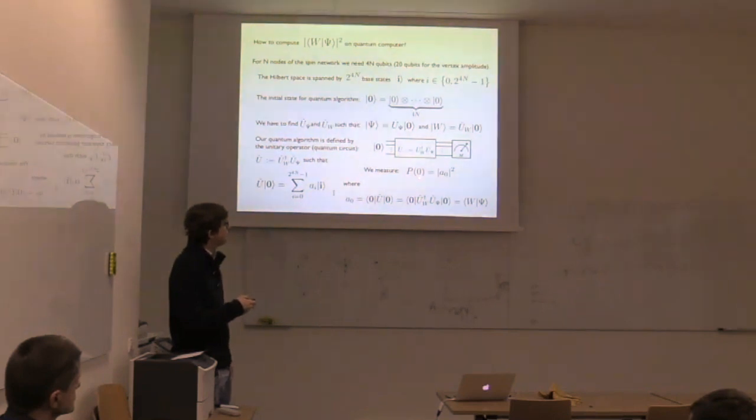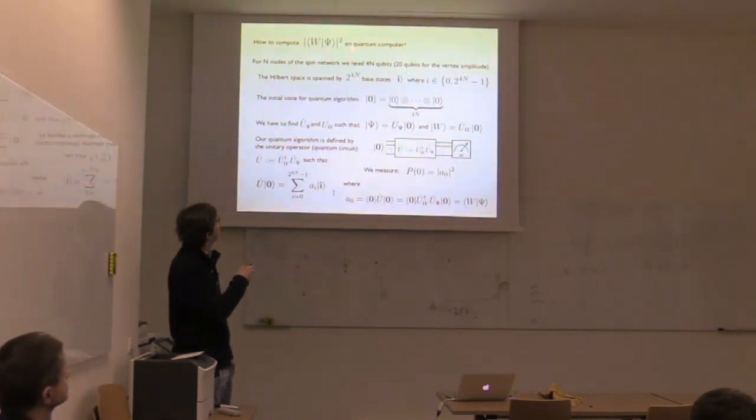But of course, in the experiment, you don't measure A0, but you measure the probability, so the absolute value square of this amplitude. So the task is the following: create these operators, write the u operator, act with this operator on the initial state, perform the measurements, and extract this probability. And this probability gives you the answer, okay?